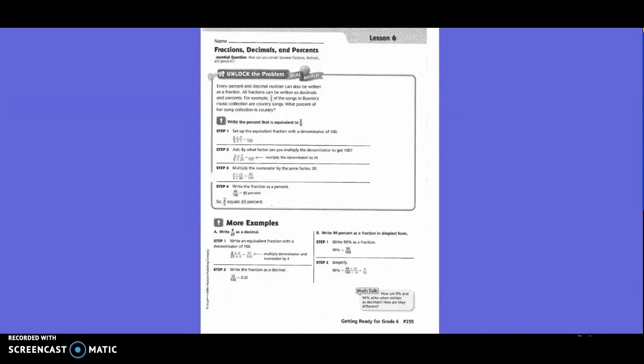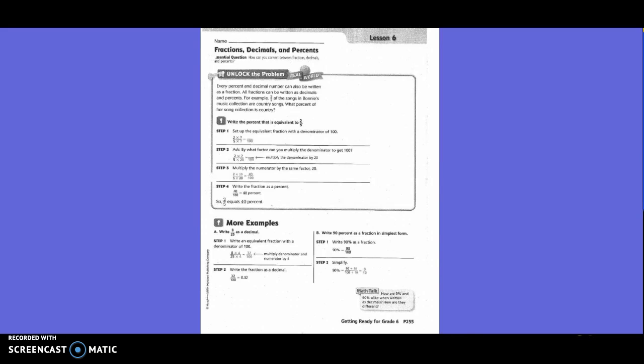Fifth grade, getting ready for sixth grade, lesson 6, fractions, decimals, and percents. Every percent and decimal number can also be written as a fraction. All fractions can be written as decimals and percents. For example, 2/5 of the songs in Bonnie's music collection are country songs. What percent of her song collection is country? Write the percent that is equivalent to 2/5.